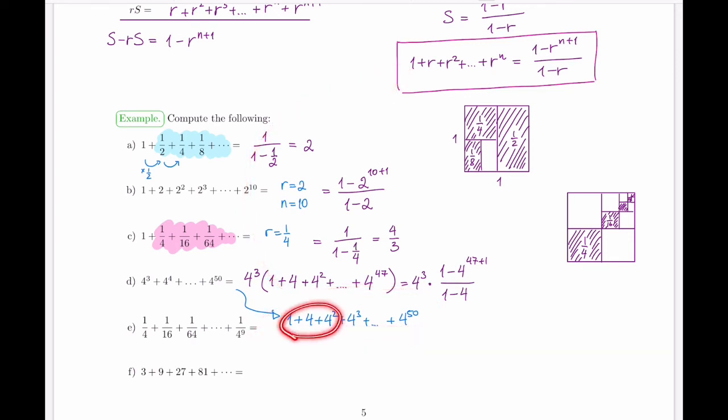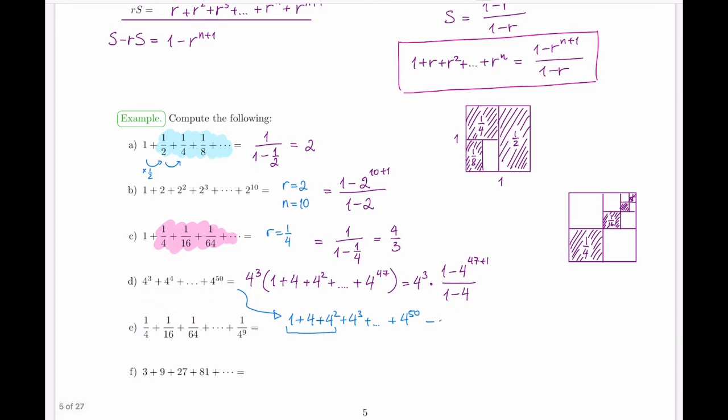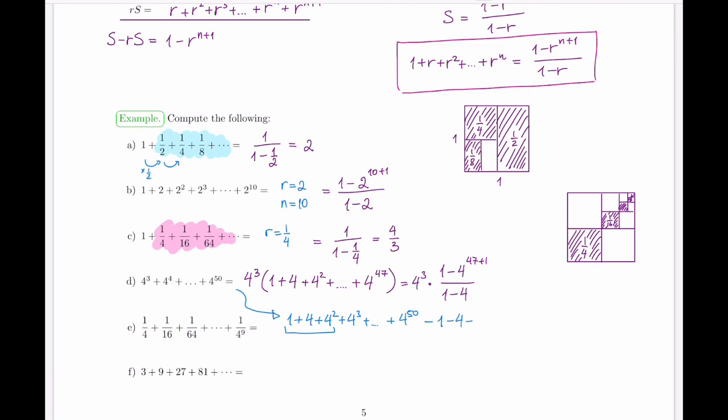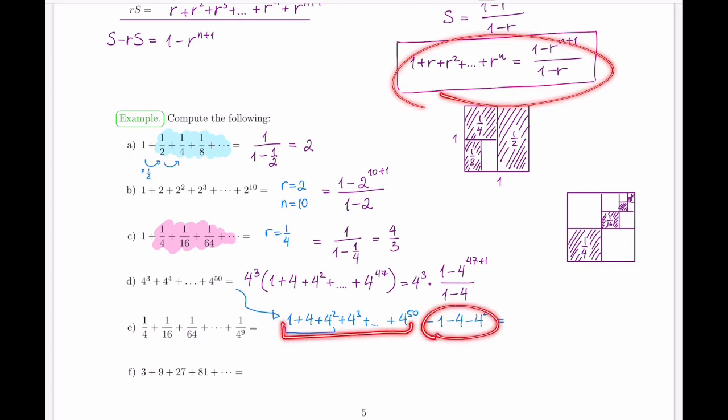If I'm adding these terms, I have to also subtract them back because I need to be able to write this equals to that, right? So these 3 additional terms have to be subtracted out. So minus 1, minus 4, minus 4 squared. But now I can apply my formula to this first portion and then simply leave this as subtraction afterwards.